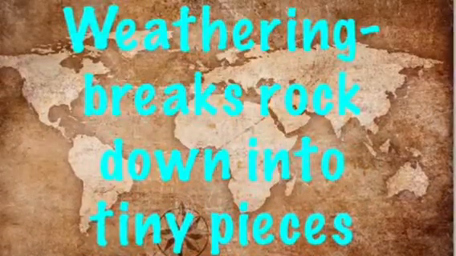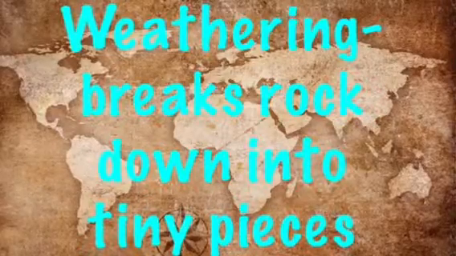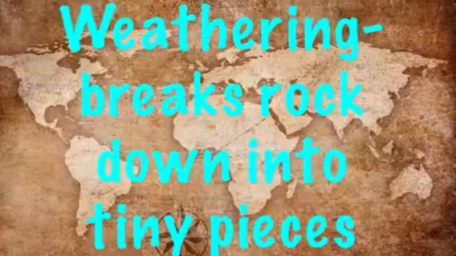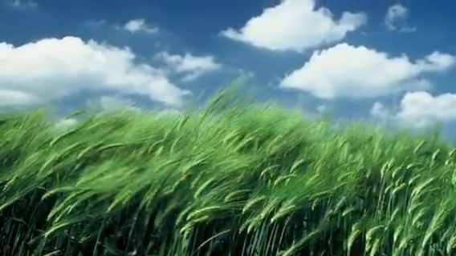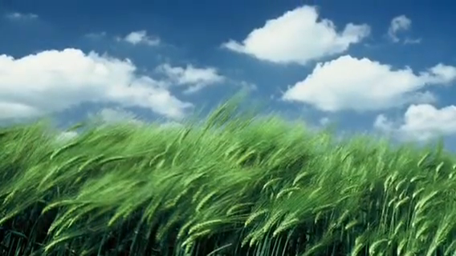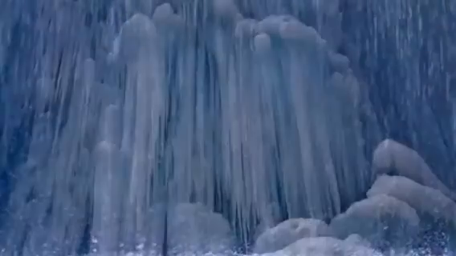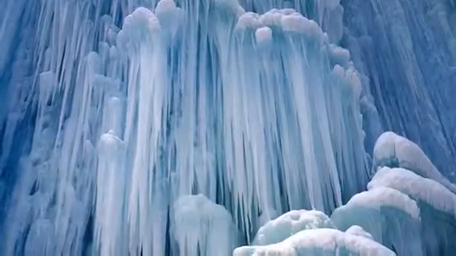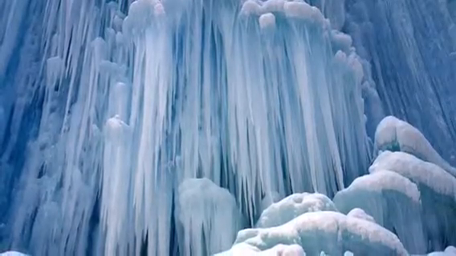Weathering is a process that breaks the Earth down. Weathering is the process that breaks rocks down into tiny pieces. There are three things that cause weathering: wind, rain, and ice. Weathering helps to create soil because of the tiny pieces it makes.